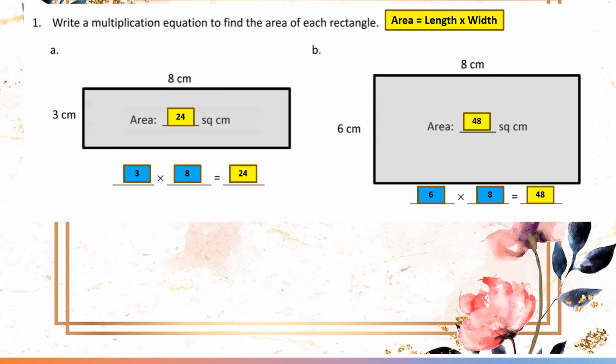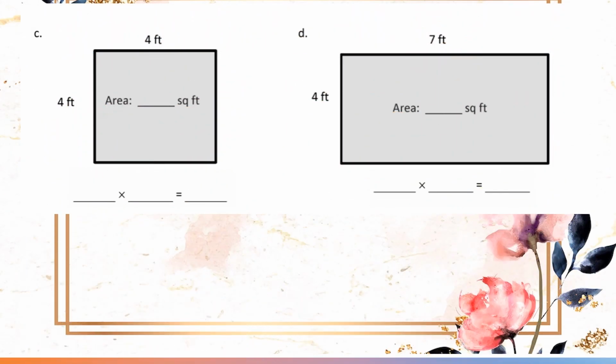Now, let's go ahead and move on to letters C and D under number 1. For letter C, this is a square. I know this is a square because my length and my width have the exact same measurement. My length is 4 feet, my width is 4 feet, which means this is a square. So all of the sides on the shape under letter C are going to be the exact same. I still use the same area formula because we're looking to find the area. So we're going to multiply our length, which is 4, times our width, which is also 4.